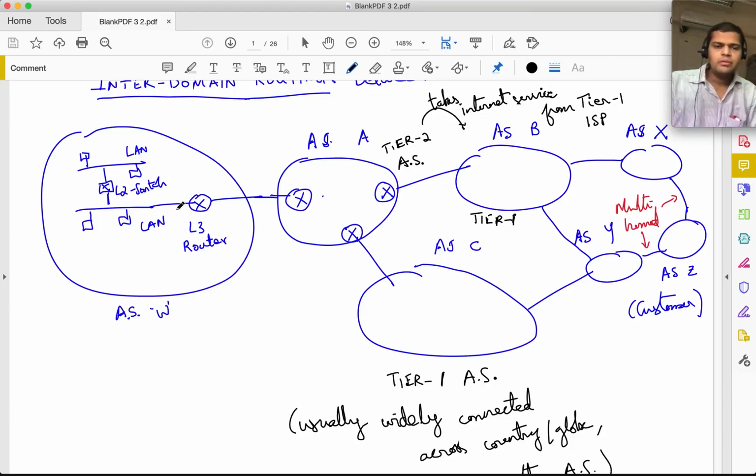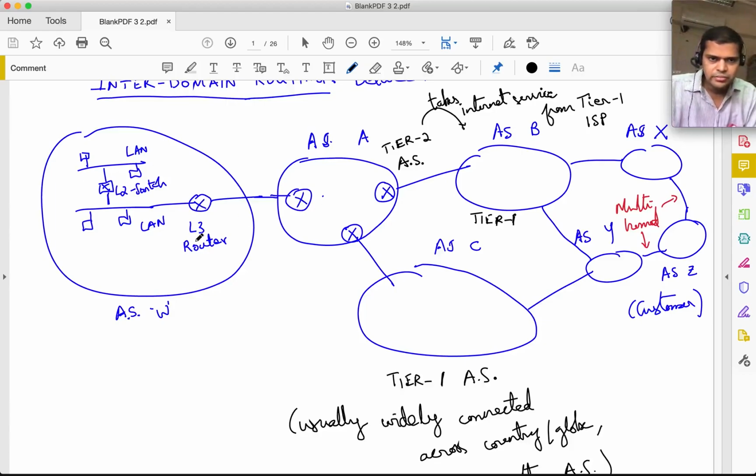Right, and then maybe you could have tier 3 autonomous systems, tier 4 and so on, right? So these are just terms that people use to describe them. It depends on whom you're taking internet service from, right? So if you're taking internet service from somebody, then you're probably one tier lower than that provider.